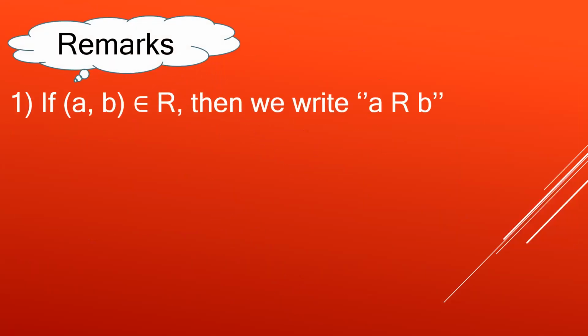Remarks. If the ordered pair (A, B) belongs to the set of the relation, we can write A R B. What is the meaning of A R B? It means the ordered pair (A, B) belongs to the set of the relation, so there is a relation between A and B. Also we need to know that the set of the relation is a subset of the Cartesian product of the two sets. Suppose we have a relation between x and y. That means this relation is a subset of the Cartesian product of x by y.